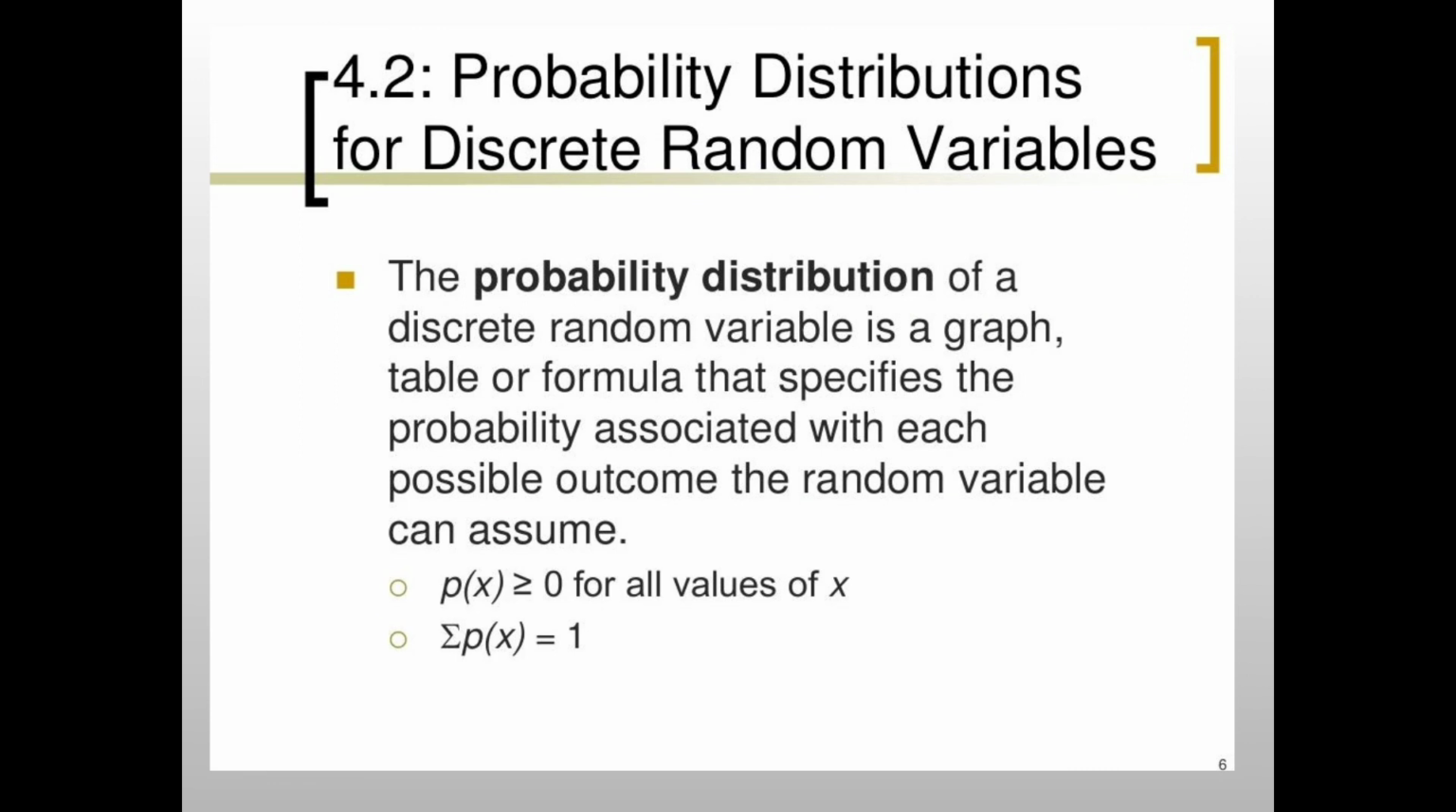Probability distributions for discrete random variables. The probability distribution of a discrete random variable is a graph, table, or formula that specifies the probability associated with each possible outcome. P of x is greater than or equal to 0 for all values of x, and the sum of p of x is 1.